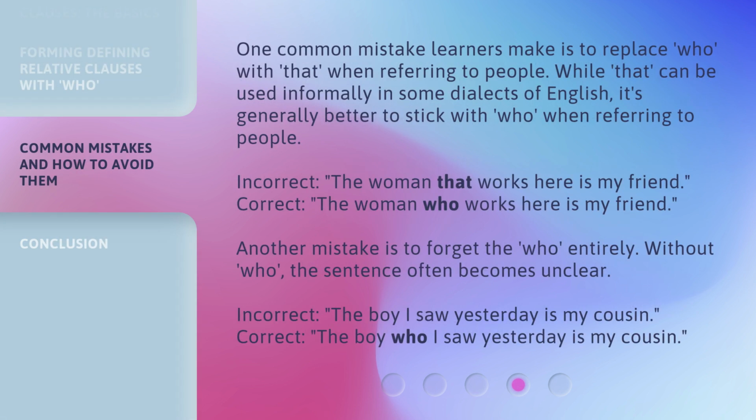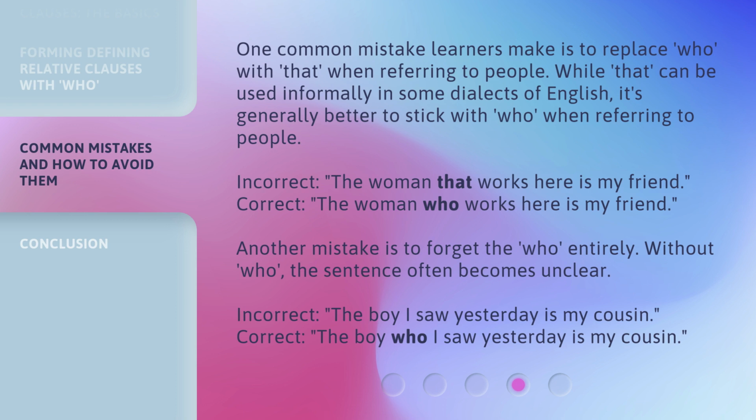One common mistake learners make is to replace who with that when referring to people. While that can be used informally in some dialects of English, it's generally better to stick with who when referring to people. Incorrect: The woman that works here is my friend. Correct: The woman who works here is my friend.